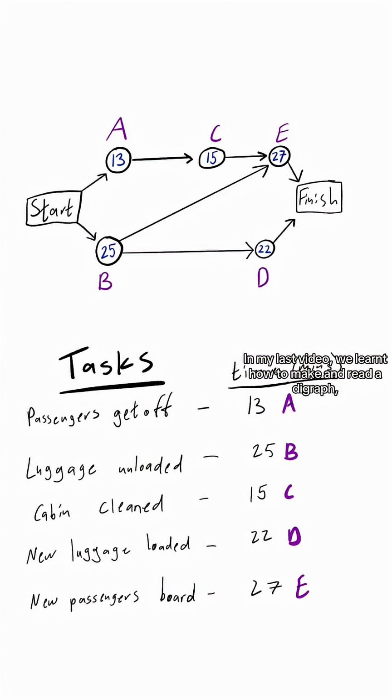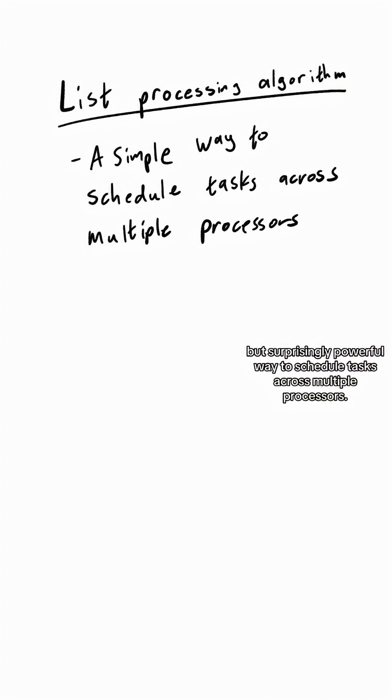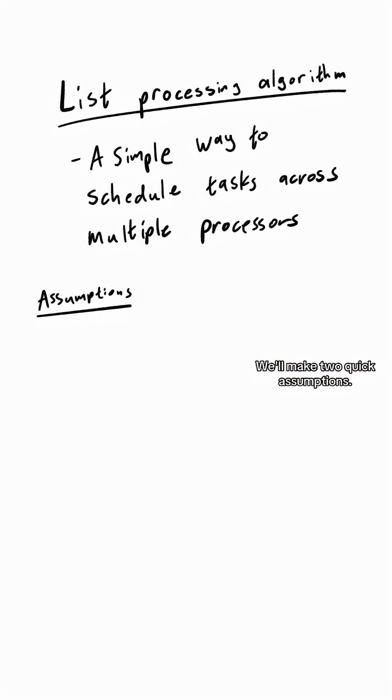In my last video, we learned how to make and read a digraph, basically mapping out which tasks depend on which. Now, let's put that to work with something called the list processing algorithm, a simple but surprisingly powerful way to schedule tasks across multiple processors. We'll make two quick assumptions.